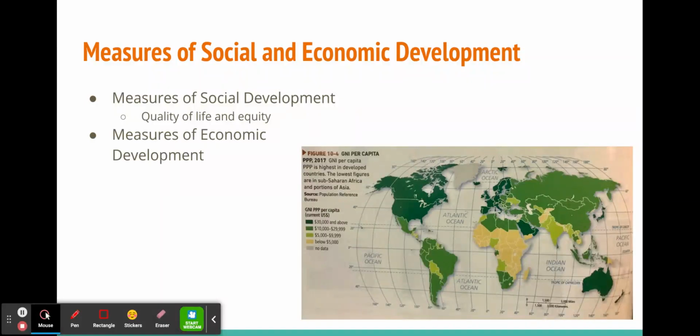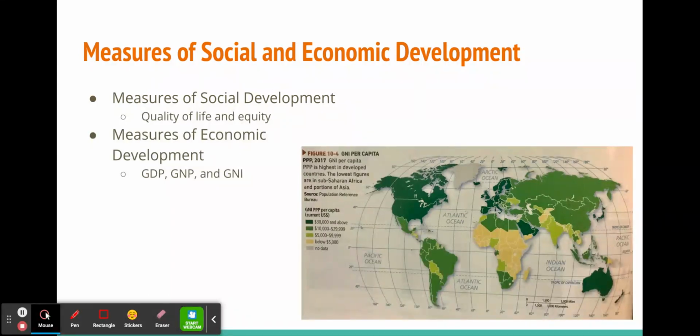Now, the economic development measures that we tend to look at are focused on these bigger picture ideas of what's called GDP, GNP, and GNI. Gross domestic product is what GDP stands for. GNP is gross national product, and GNI is gross national income, and it's looked at from a per capita level, meaning by population. And we also look at things like the sectoral structure of the economy, income distribution again, and then the use of fossil fuels and renewable energy.